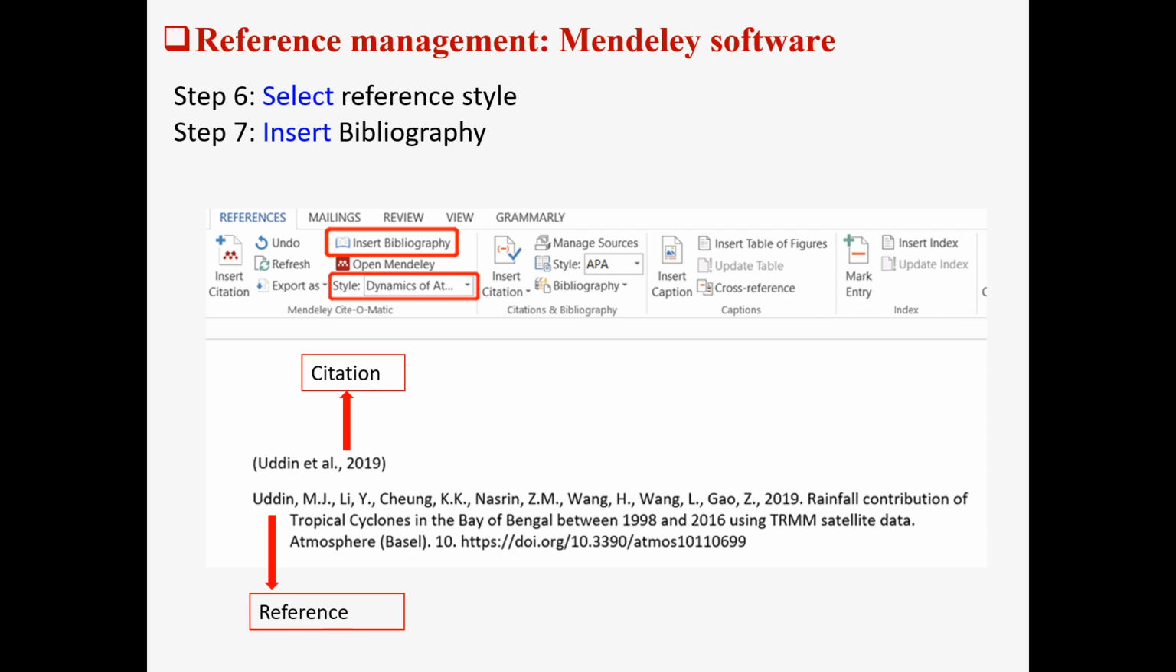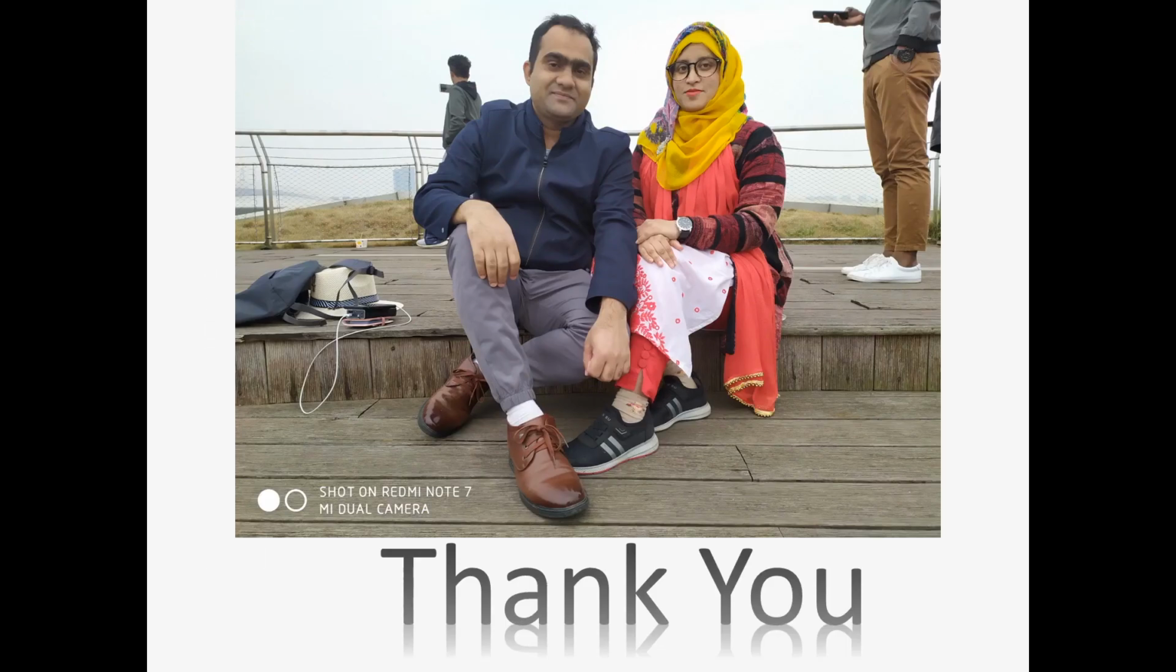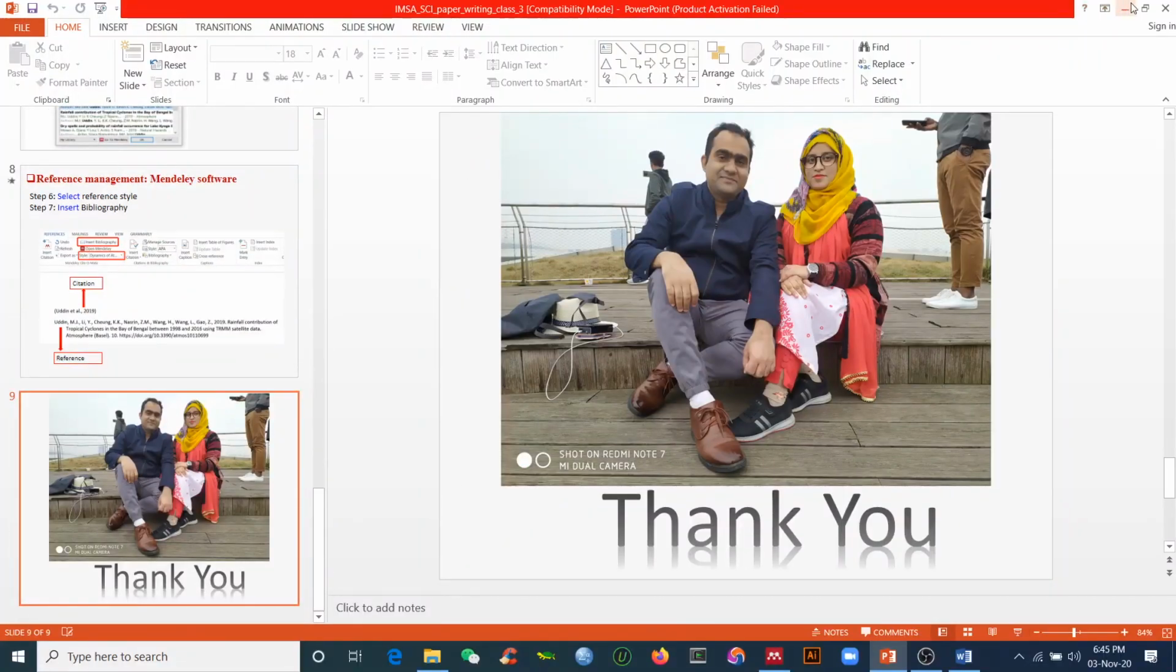But in the reference, you need to give the full, complete reference, like the author's name, then what was the title, and where it is published, the journal name, then the DOI. You know the DOI. DOI is a digital object identifier. So anyone can find your papers. Okay, this is the thing you have done. So let me show you the practical.